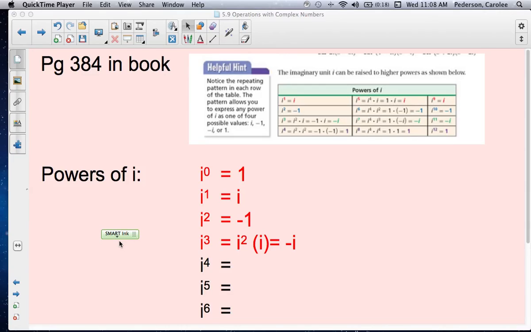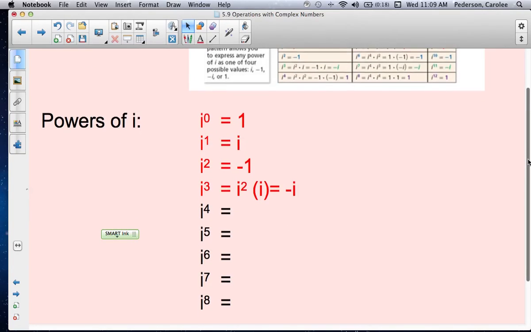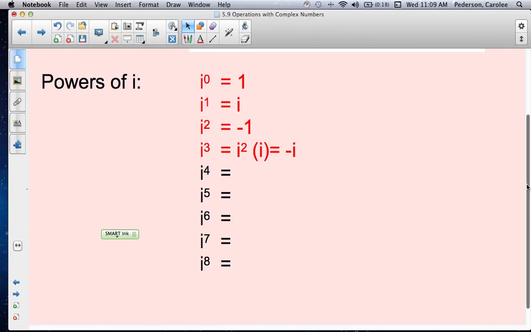This is 5.9, part 2. This box is in your book on page 384 if you want to look at it later. It talks about the patterns of imaginary numbers. I'm going to go ahead and have you write down these instead, and then if you want to look back in your book later. The powers of i. So go ahead and write down these 8 powers of i.